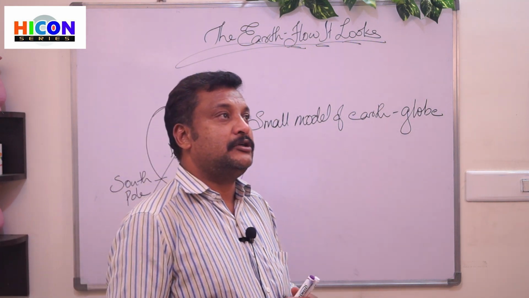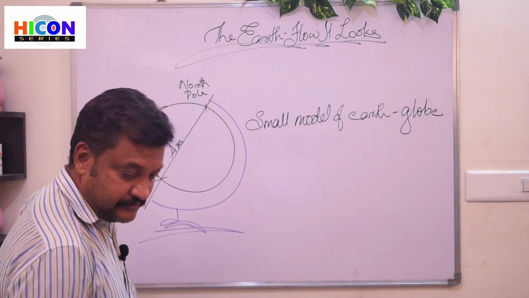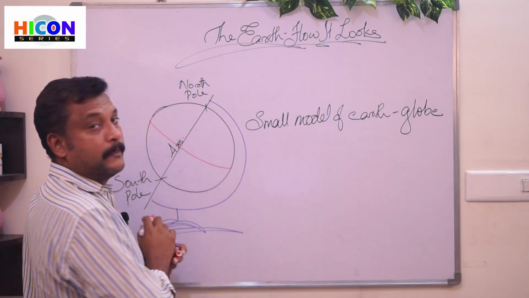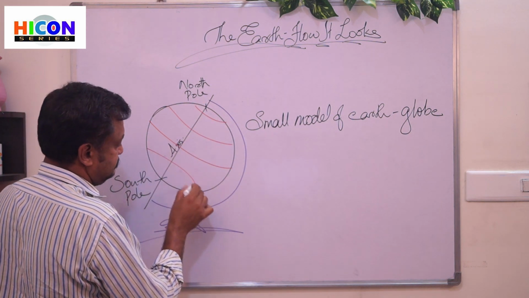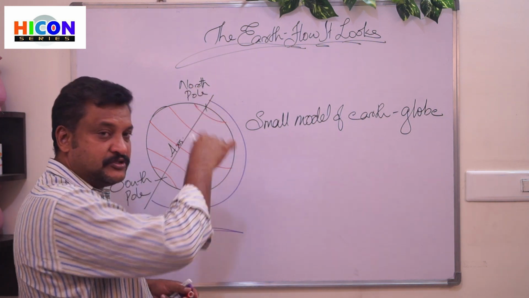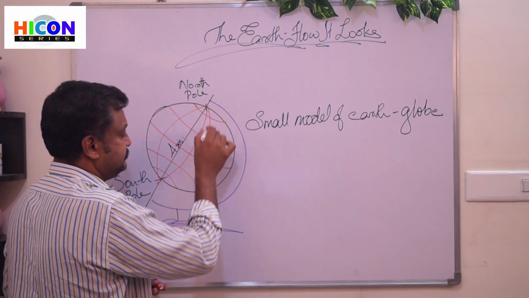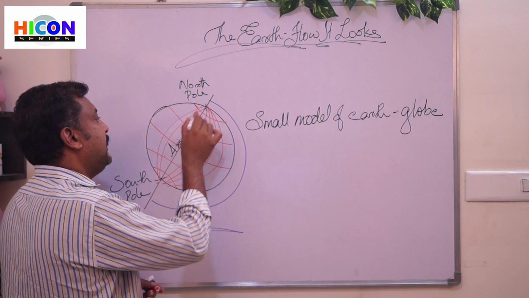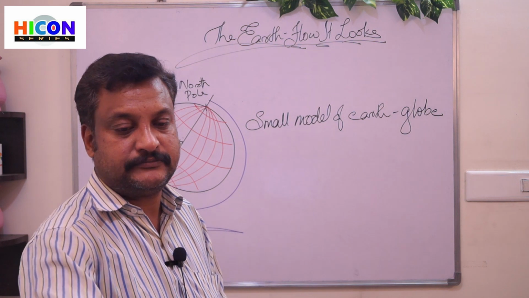Right? Now, to check the equator. So the equator passes through like this. The other latitudes also are there. So it has all the latitudes marked on that. It has all the longitudes marked on that. And it also has all the features that we can find on the earth.